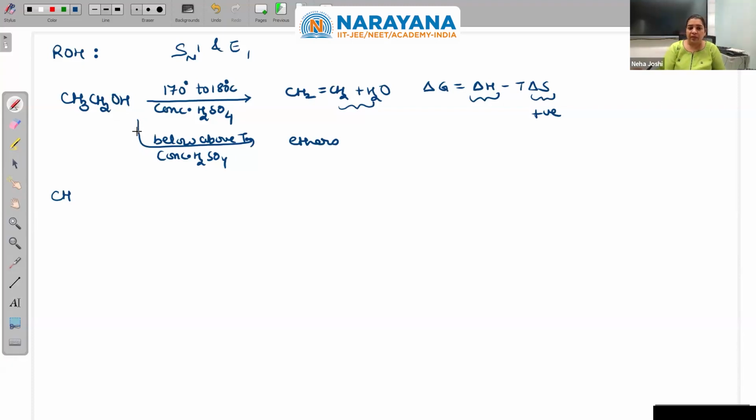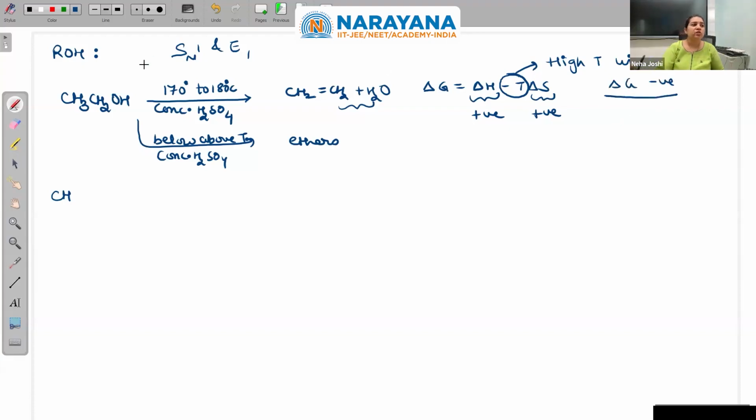So overall the reaction is endothermic, right? I have more expenditure of energy and the energy released is less. So the reaction is endothermic. Now the only factor to make this delta G overall negative is temperature. To make T delta S greater than delta H, thereby making delta G negative. So high temperature will make delta G negative.